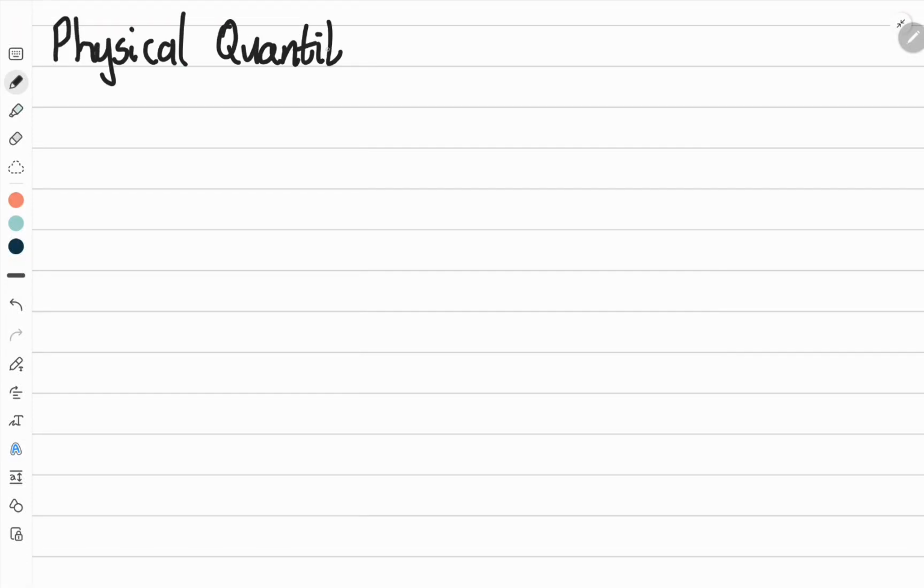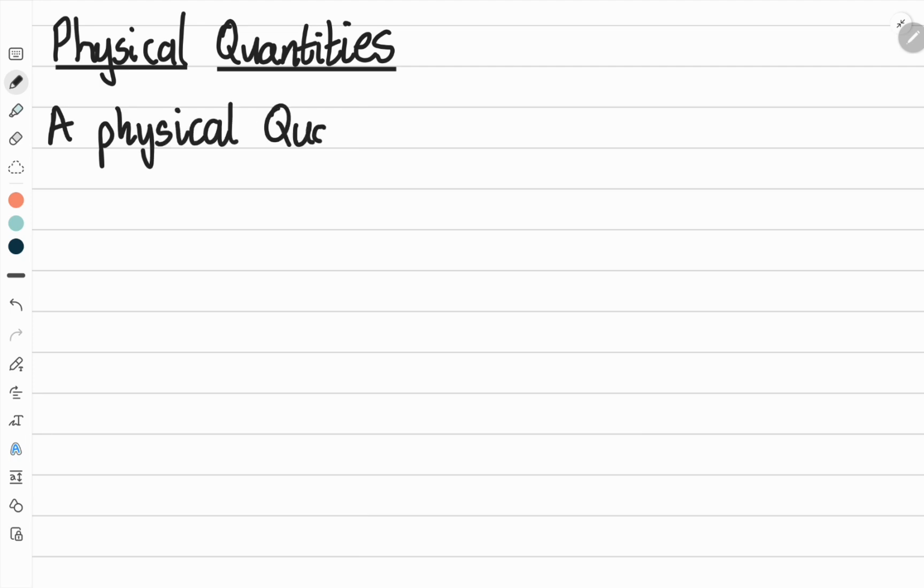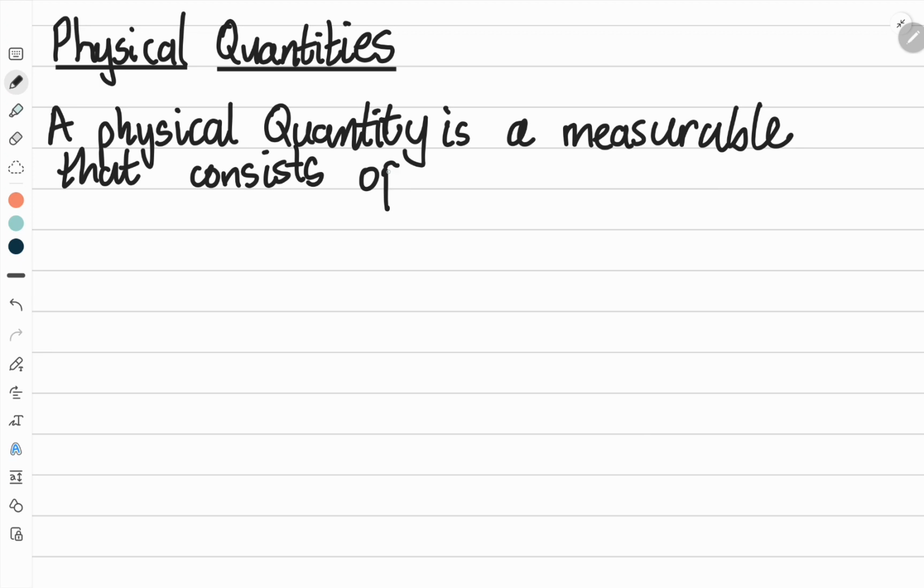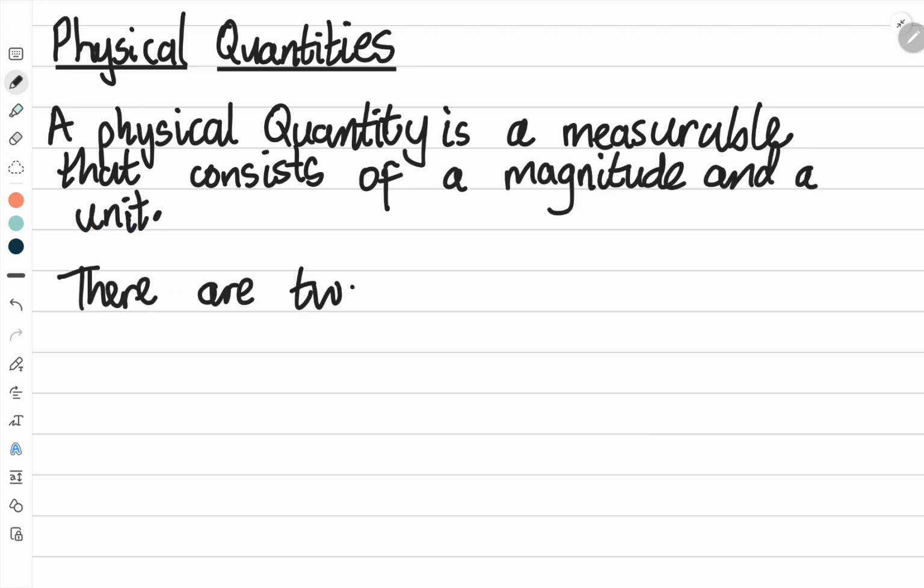Today we are going to talk about physical quantities. So we start off by asking, what is a physical quantity? A physical quantity is a measurable that consists of a magnitude and some units of measurement.